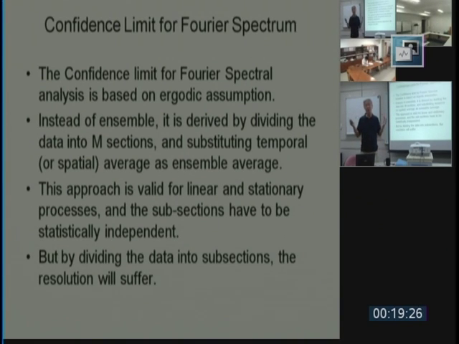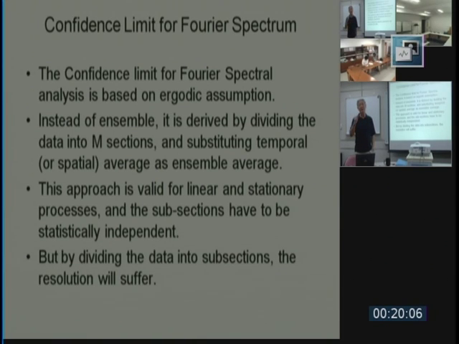Okay, but the more sections you choose, the shorter the data in each section, and then the resolution gets poorer and poorer. So there is a trade-off. This M-section average is represented as the ensemble average. Therefore, for Fourier analysis, the confidence limit is built based on a linear stationary assumption, and also based upon the subsections being statistically independent. The independence is very difficult to prove exactly.